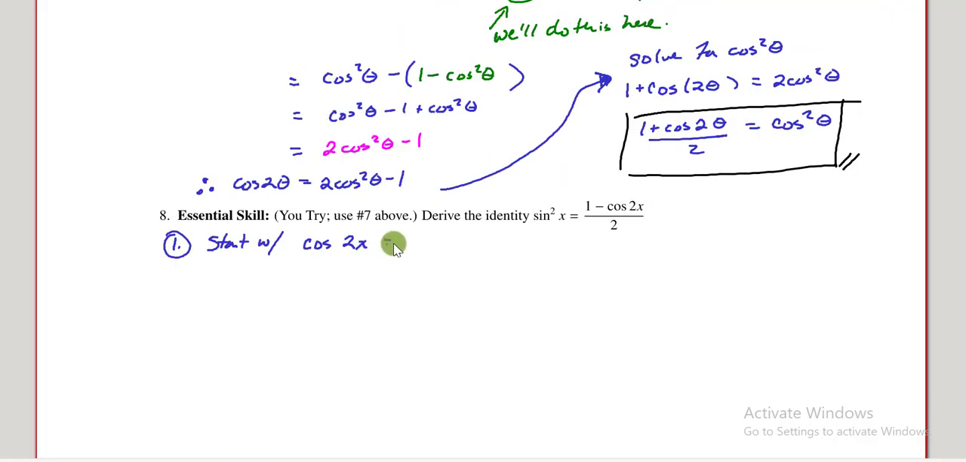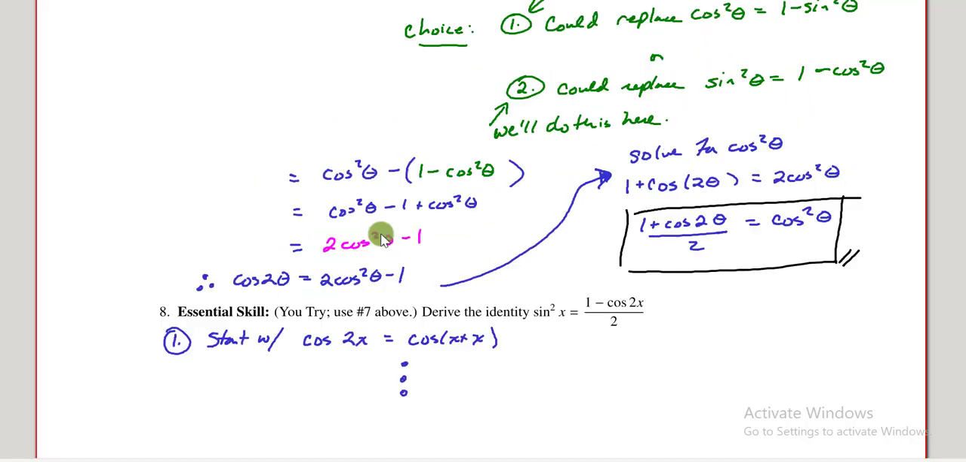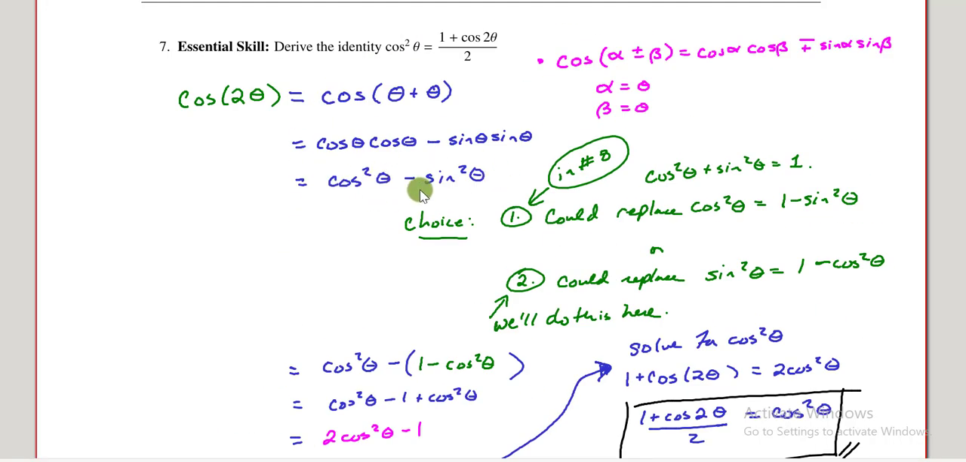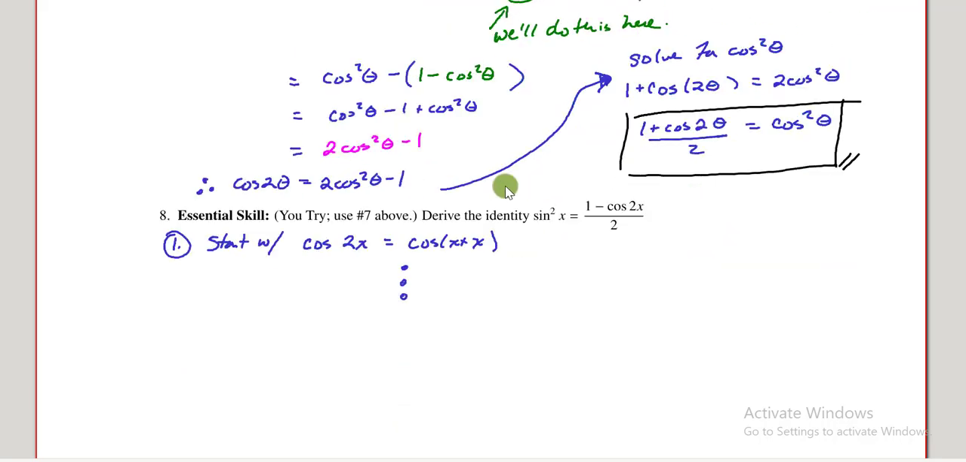We're going to write it as cosine of x plus x, just like before, and you're going to get down to an expression like this, the same expression, only involving x, and you will replace the cosine squared x with 1 minus sine squared x. That'll get you pretty close. And then once you get even further down, you will solve for sine squared x. That's all the hint I'm going to give you.